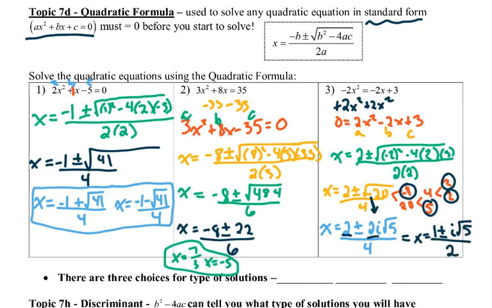So I can divide the 2, and the 4, because all of those things have that common factor, and that is how it would simplify. So we'll get x equals 1 plus or minus i root 5 all over 2.